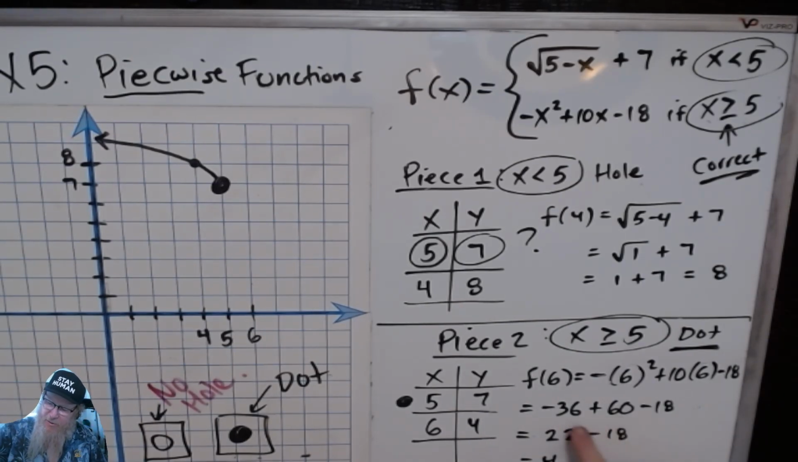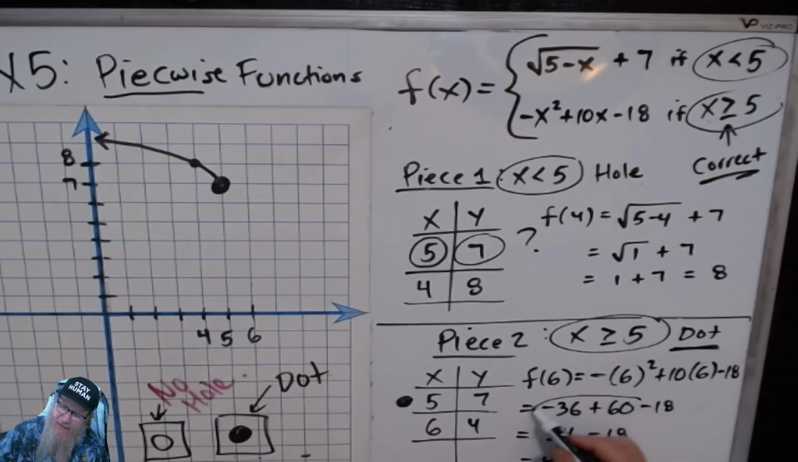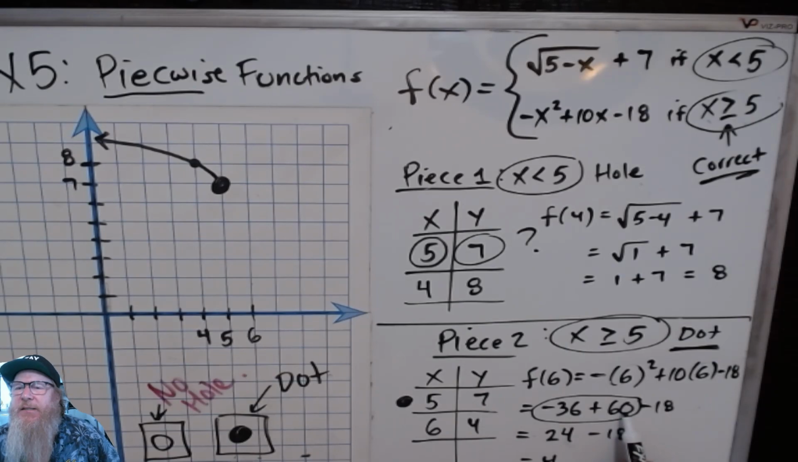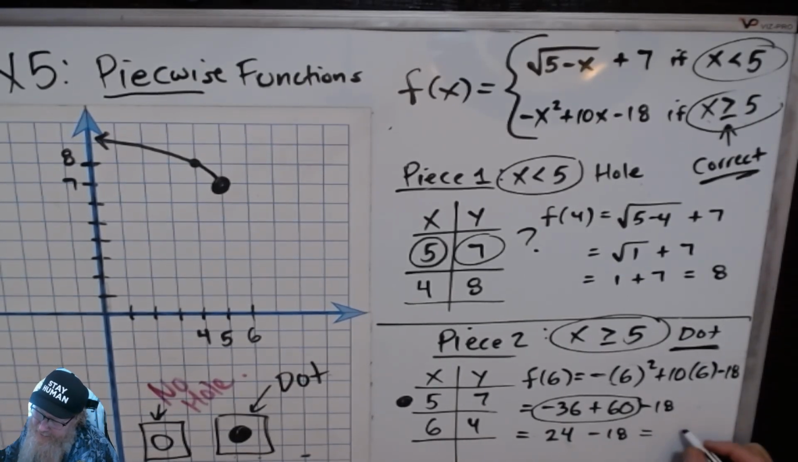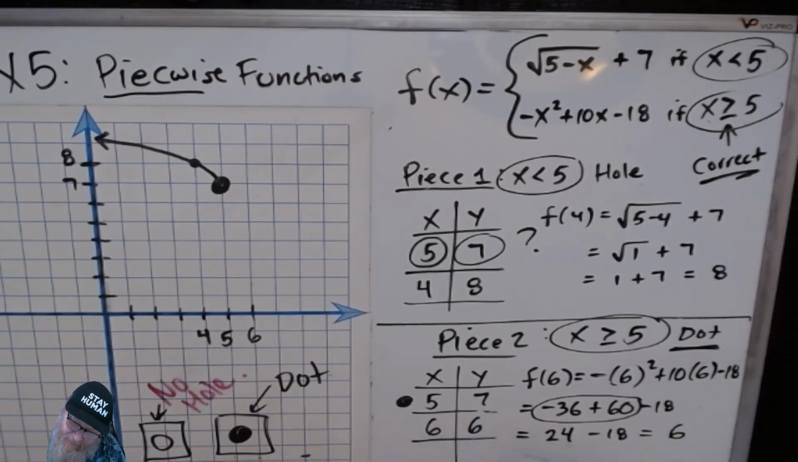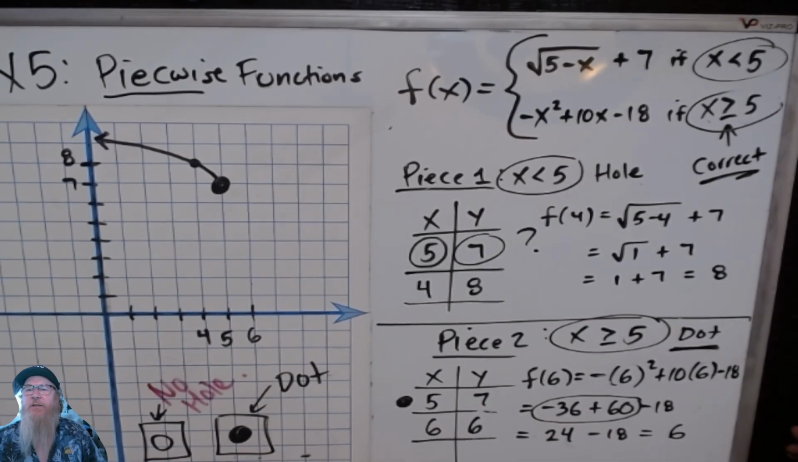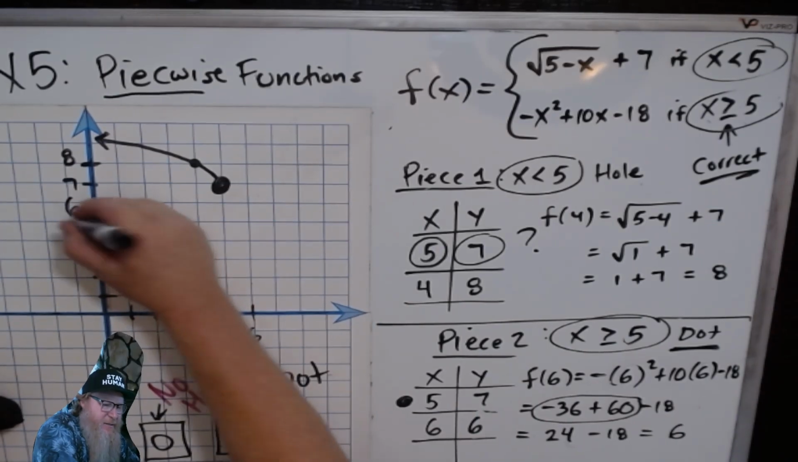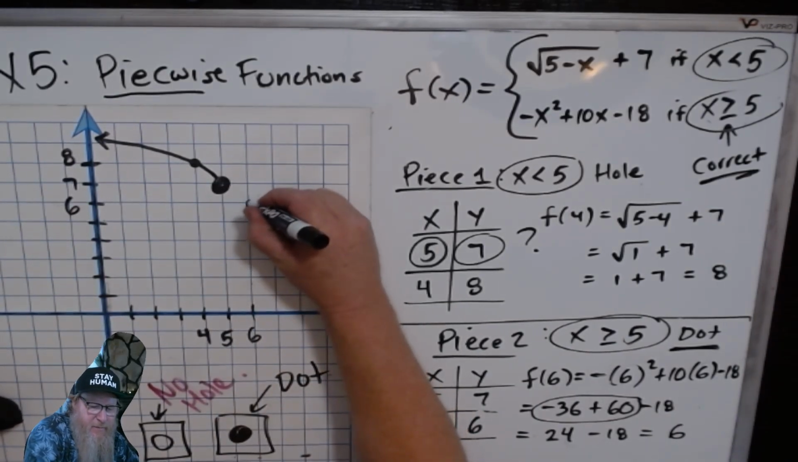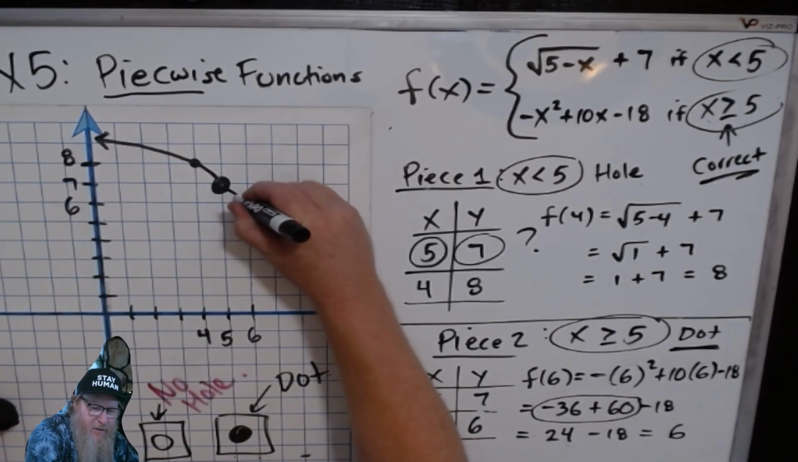That's not right. It's 24 minus 18. I should actually be using a calculator. Negative 36 plus 60 is 24. And so the correct answer is 6. Man, I'm making all kinds of mistakes today. So it's 6, 6. And there's your other graph.